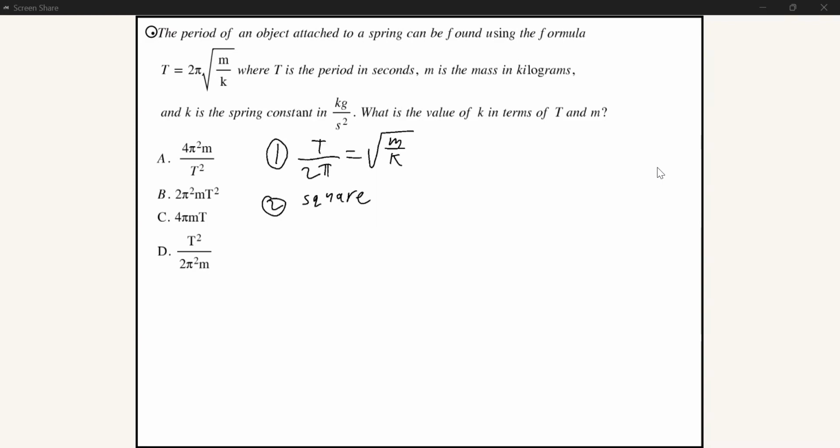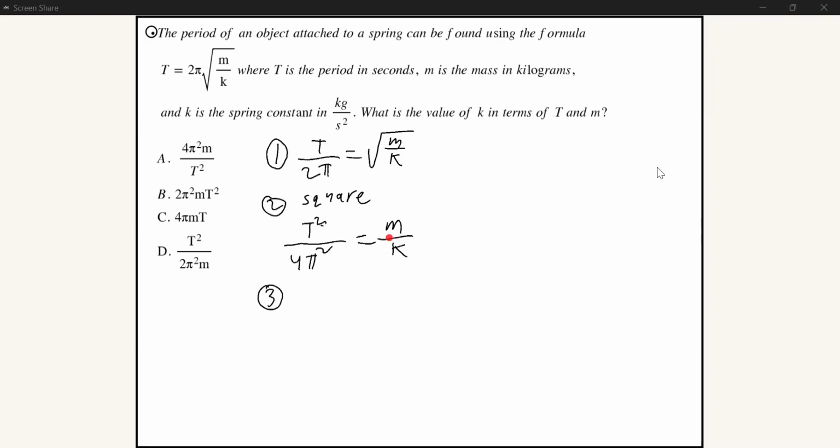So we're going to get T squared over 4 pi squared equals m over k. And now there's a couple of things you could do from here. You could move the k up, then move everything over. But since there's so much over here and there's not that much here, what you can also do is flip both sides and get the k on top, and then we'll move the m over and just leave k alone. So let's do that.